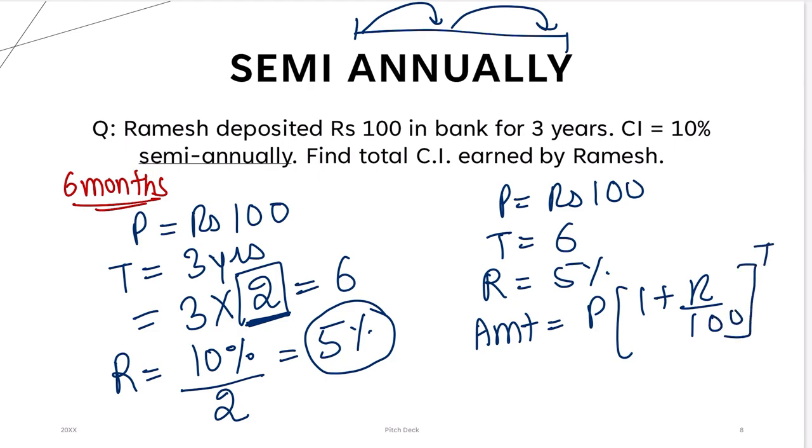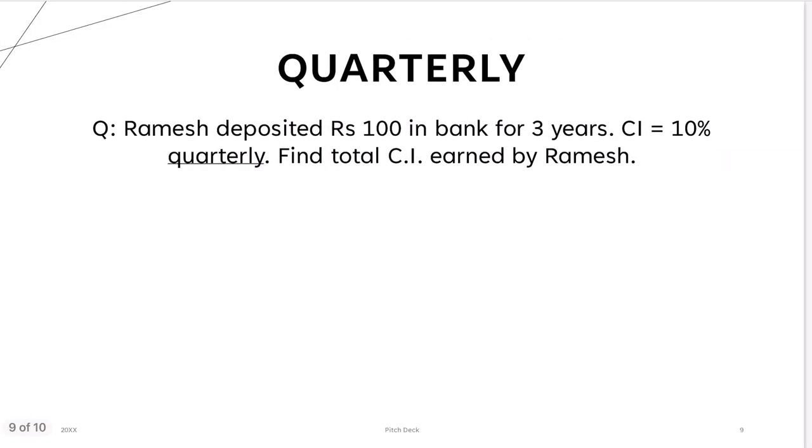I hope this is clear. Semi-annually questions differ in this way. Whenever it is semi-annually, there is a change in time and rate of interest. Time is multiplied by 2 and rate is divided by 2. Right? Now, moving on to quarterly.